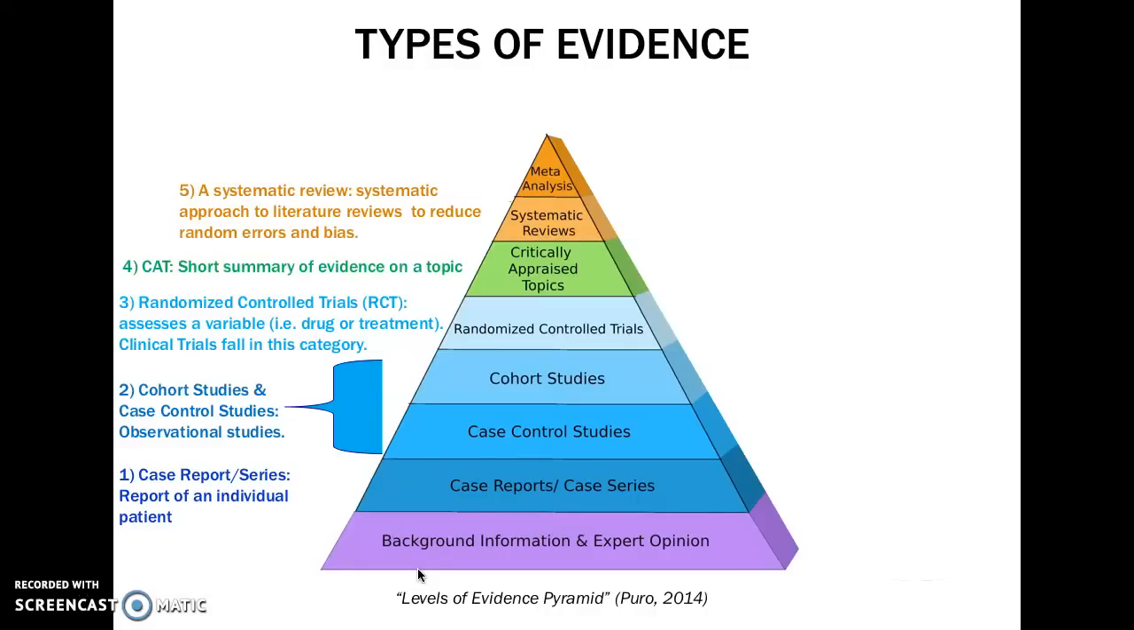And now we come to systematic review, which is a systematic approach to literature reviews to reduce random errors and bias.